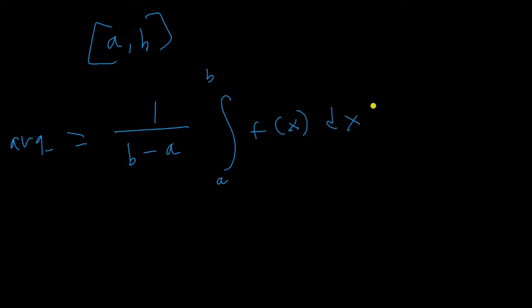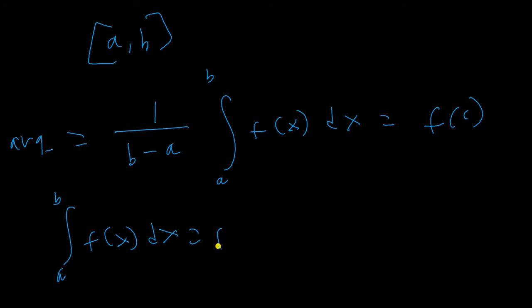If I call this average value f of c, then I can say that 1 over b minus a times the integral of f of x dx equals f of c. Rearranging this gives me the integral being equal to f of c times b minus a. This is known as the mean value theorem.